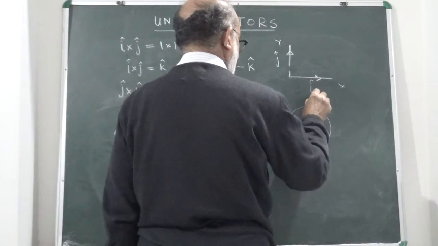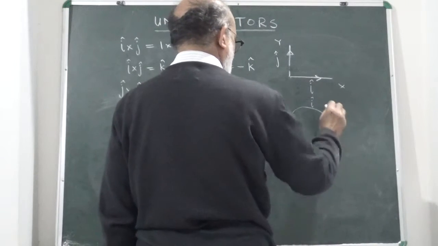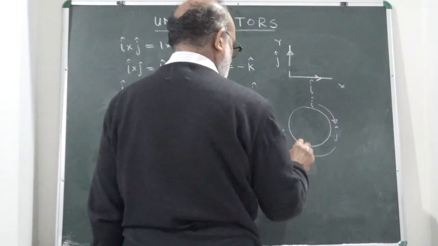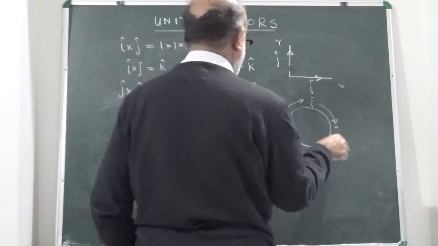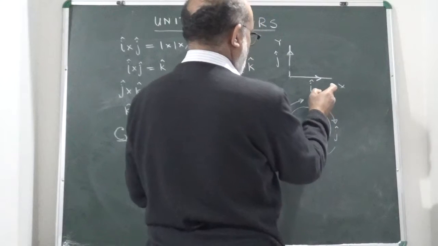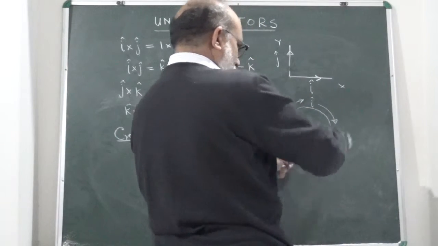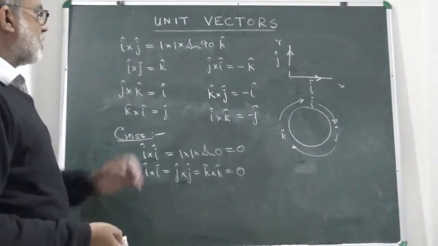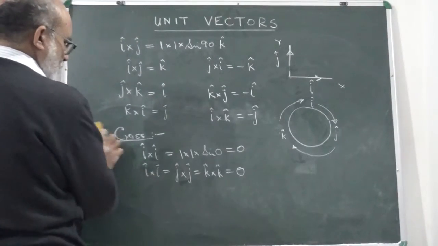In order to remember this, suppose i is kept here, j is here, and k is here. Multiplying i with j results in k. j cross k results in i. k cross i results in j. If you reverse the direction, j cross i will be minus k, i cross k is minus j, and k cross j is minus i. So this is the process of multiplication of unit vectors.